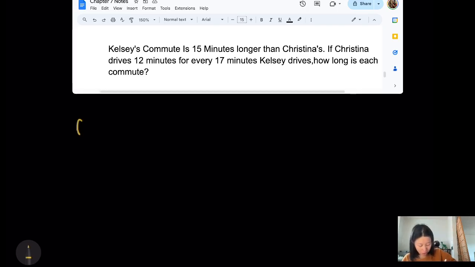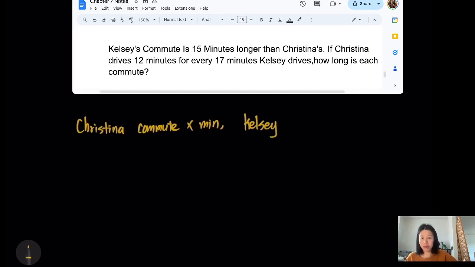In this case, I will say Christina's commute is x minutes. Since Kelsey's commute is 15 minutes longer than Christina's, Kelsey's commute time should be Christina's time plus 15. Now let's look at the proportion. For every 12 minutes Christina drives, Kelsey will drive 70 minutes.